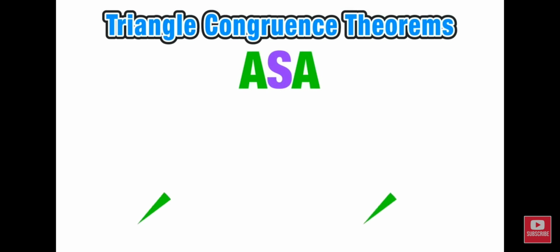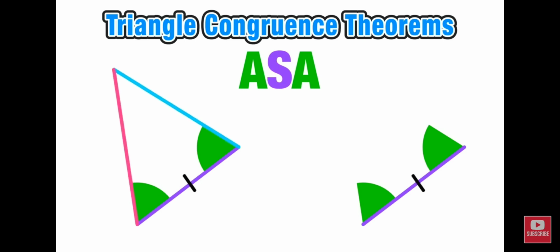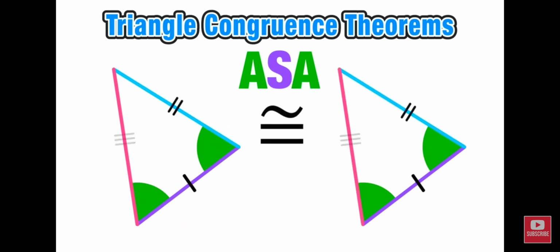Our next congruence theorem is the angle, side, angle theorem. When we have 2 triangles with a pair of corresponding congruent angles, a pair of corresponding congruent sides, and another pair of corresponding congruent angles, we have enough information to prove congruence using angle, side, angle. Now it's important to notice that the congruent side is in between the 2 congruent angles. And now we can visualize that when this is the case, we have enough information to prove that the 2 triangles are congruent by angle, side, angle, which means that all of their corresponding sides and corresponding angles have the same measure.